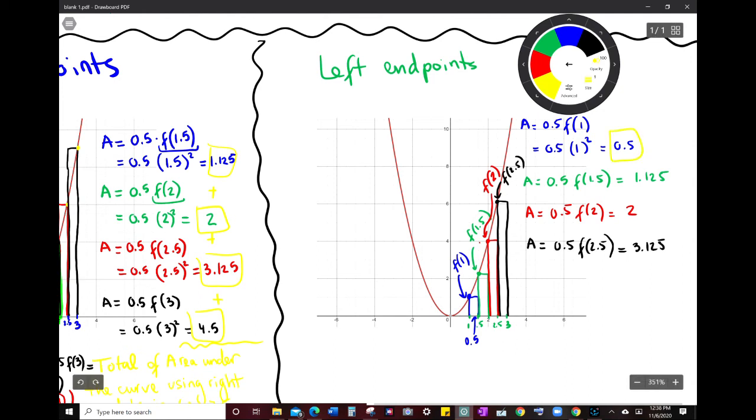So now I have to find the total of these, and that means the area of these add up the area under the curve. Okay, so now I add all of them up. So this is the total area under the curve using left endpoint.